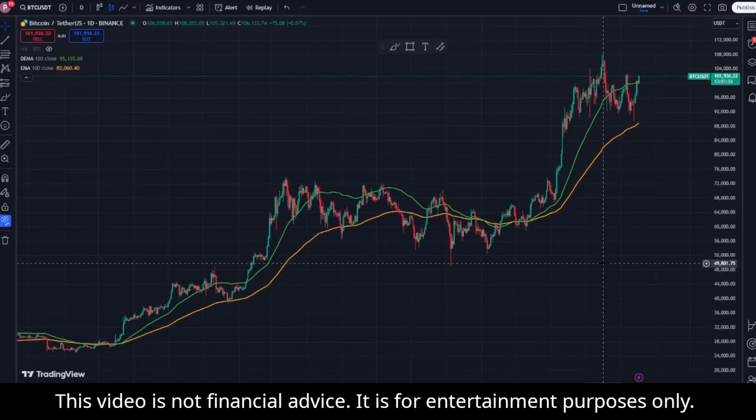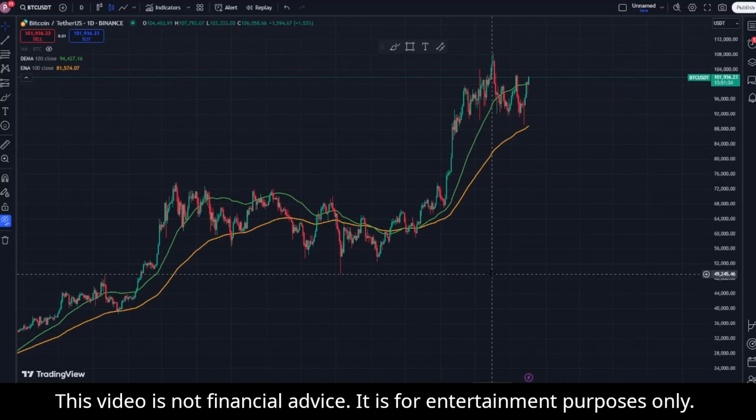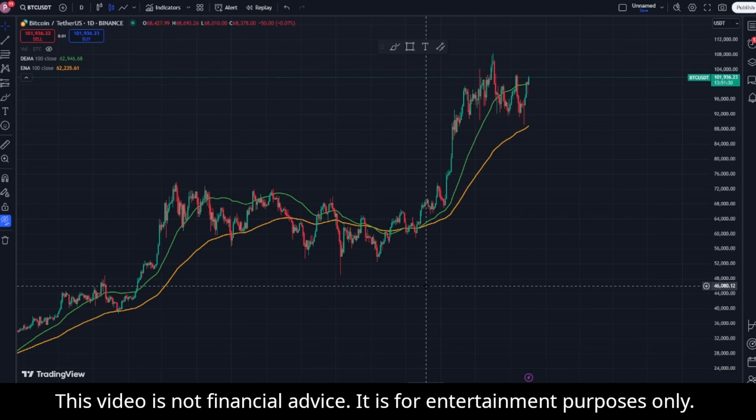In today's video, let's take a quick look at the double exponential moving average and compare it to the exponential moving average using our famous now long-only strategy on Bitcoin USDT on Binance.